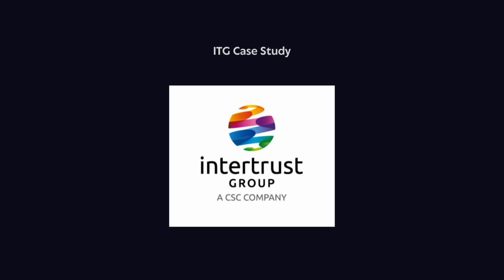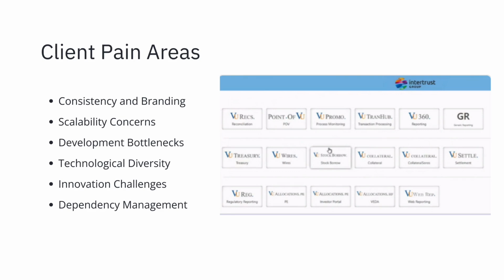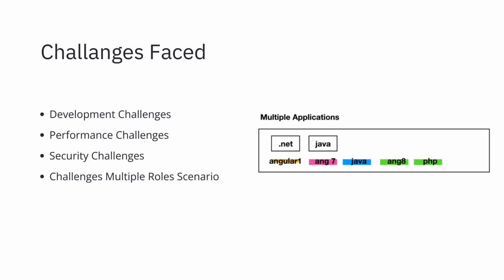It was relatively much larger in scale, and these problems were their consistency and branding, scalability concerns, development bottlenecks. These are all pain areas which come under monolithic applications. When your company grows and you have different sections, these problems usually come. Okay, dependency management. These were the pain areas, because their application was in Angular and it was a monolithic application. These challenges were there: development challenges, performance challenges, security challenges, and challenges in multiple role scenarios.